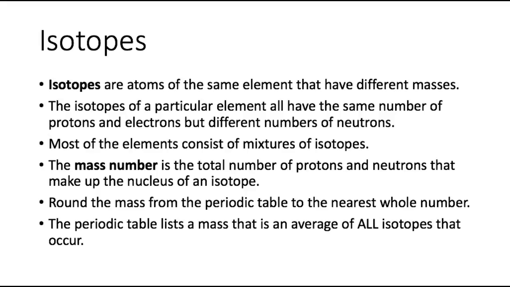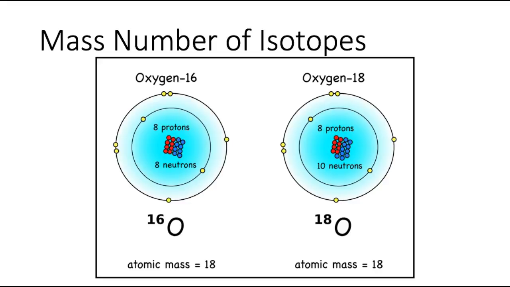Your mass number, if you recall, is the total number of protons and neutrons that make up the nucleus of the isotope. So we round the mass from the periodic table to the nearest whole number to determine the number of neutrons. The periodic table lists a mass that is an average of all isotopes that occur, and this explains why the mass on the periodic table is a decimal number. In a future screencast, we'll talk about how we calculate the average atomic mass for an element. For now, let's look at an example of an isotope of oxygen.